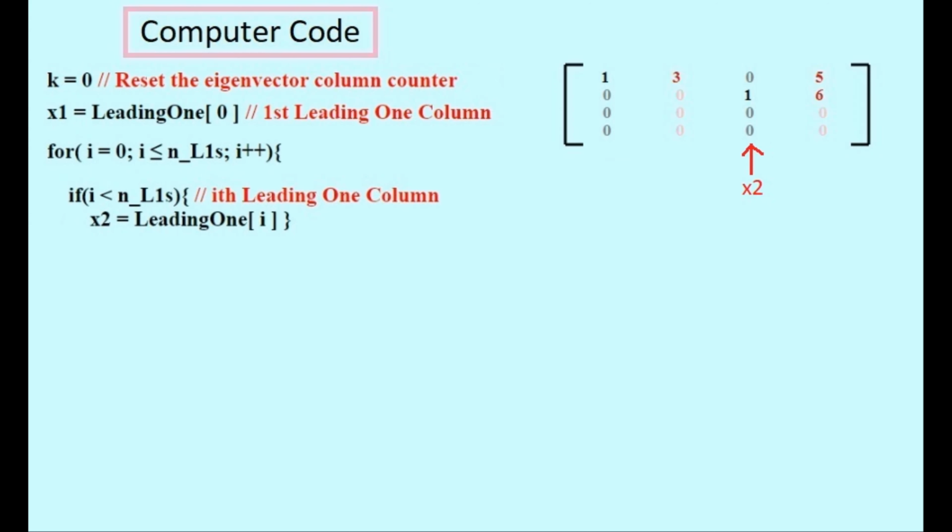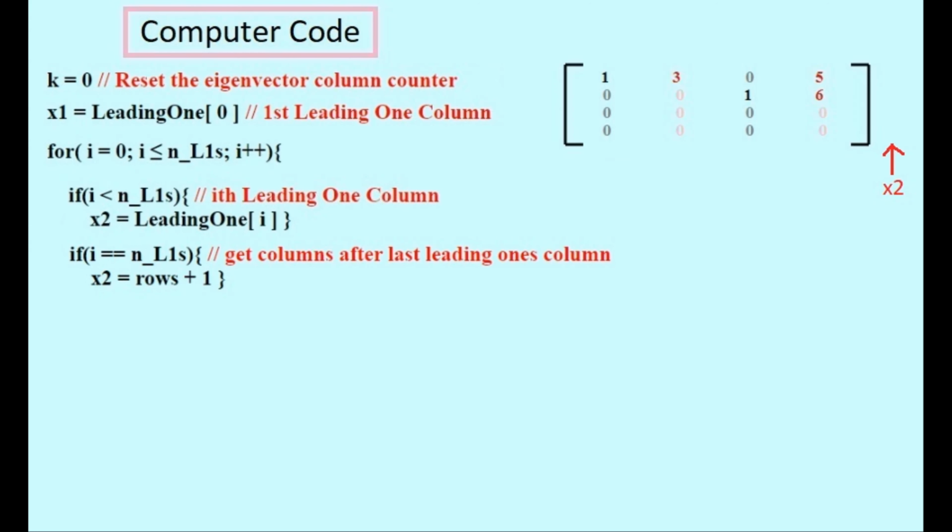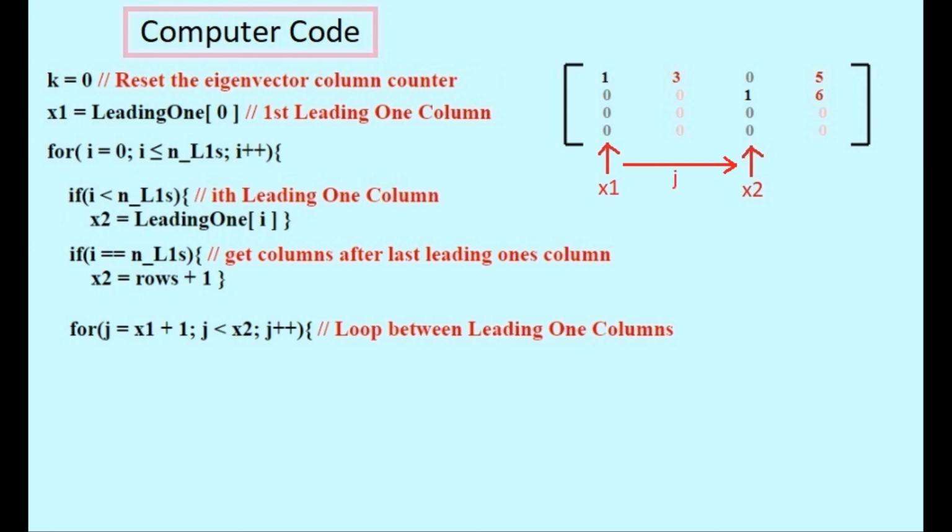the larger number. In the case where there aren't any more columns with leading 1s left, and there's still some columns left, then set this value of x2 equal to the number of columns plus 1, so as to capture all of these eigenvector columns.